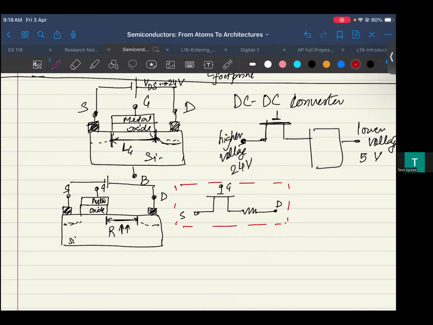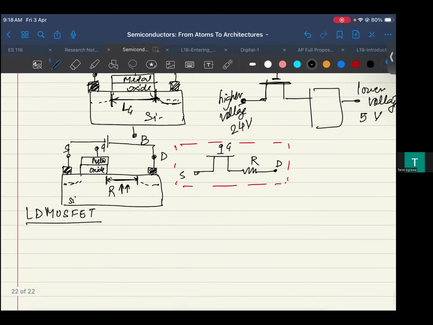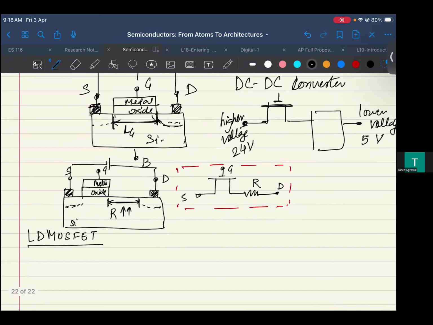So that means you are dropping all the voltage you want across this resistance, right? So this is what we typically know as the LDMOS or LD MOSFET, which is laterally diffused MOSFETs. So this is one avatar which you will see if you are going towards power transistors, power converters. So there you would find these kinds of transistors. This is there, right?